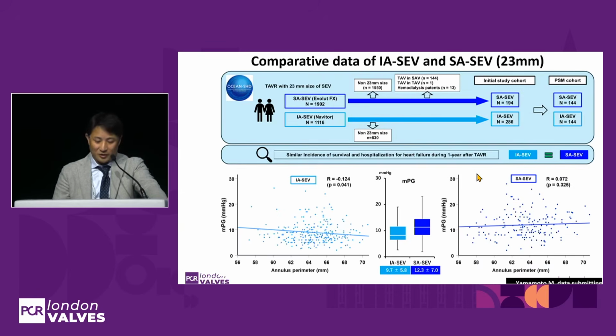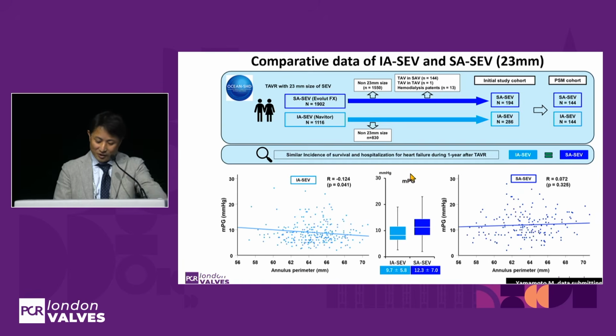And that is a very interesting report that only submitted data. The Ocean registry data, I reanalyzed, expanding to more patients. The number of patients is 144 versus 144, intraannular versus supraannular designs.